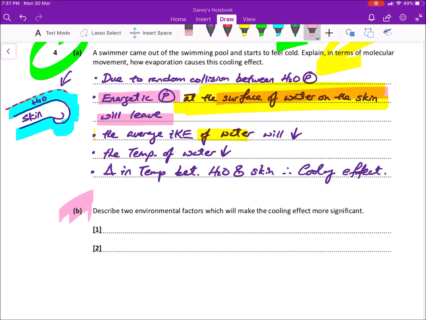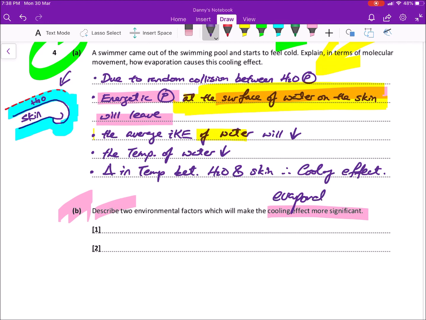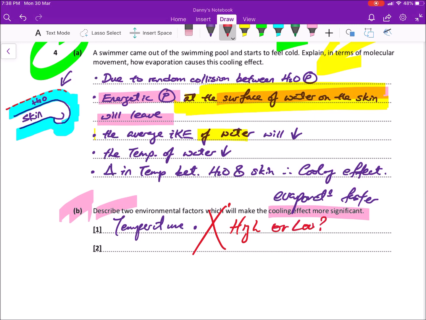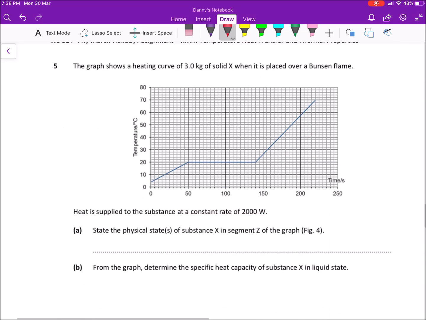Part D, most of you are able to state what are the factors, but you need to tell me, is it getting higher temperature or lower temperature? That is because I have asked you that I want the cooling effect to be more significant. In another word, I want evaporation to happen faster, right? So here I want my evaporation to occur faster. So if you just tell me temperature and full stop, this will be marked wrong. Do you want a high temperature or do you want a low temperature? So please complete your sentence.